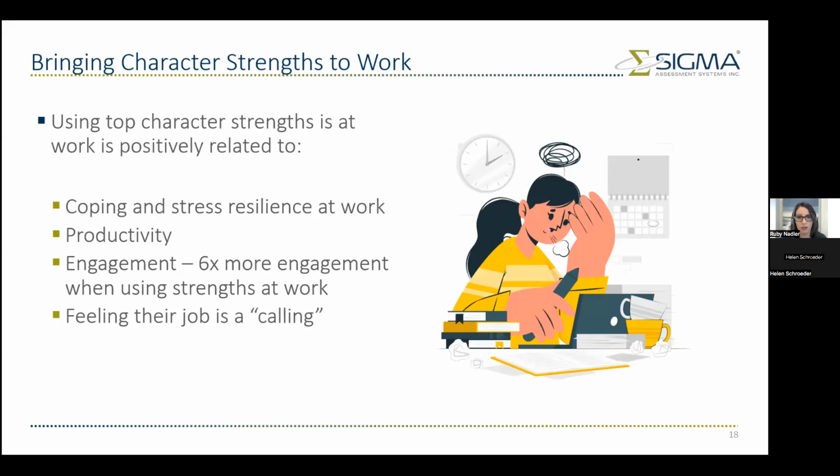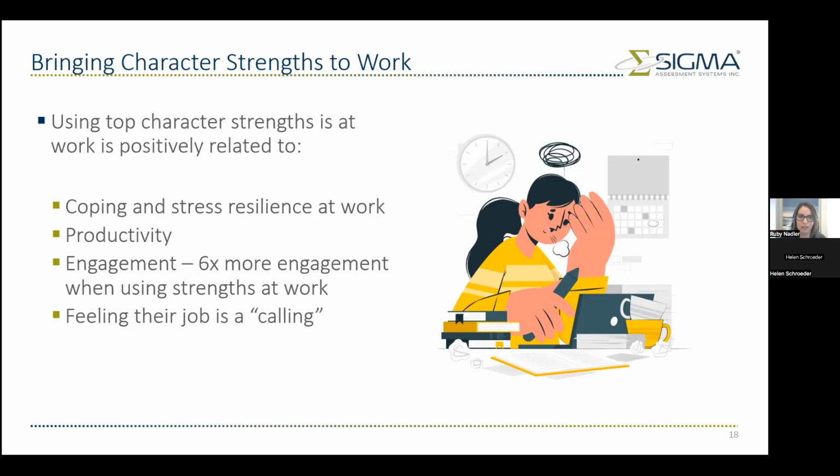And if you're a manager and you're looking for ways to engage your team and just improve the experience of work, it's some low-hanging fruit that you can use. So I'm going to talk about how to do that next. And there's research on this as well. So research shows that people who engage their strengths at work, and I'm talking about their character strengths at work, show better coping and stress resilience. They're more productive, and they're 6 times more engaged when they're using their strengths at work.